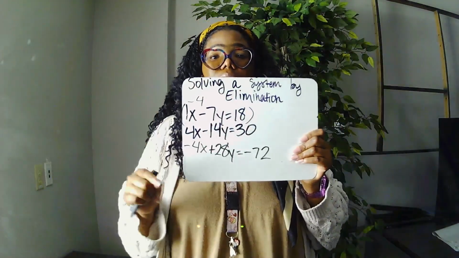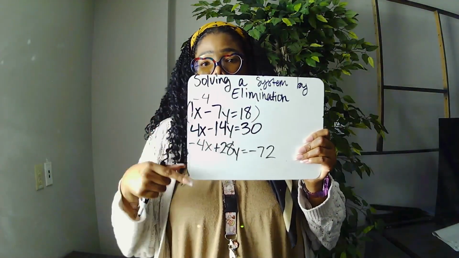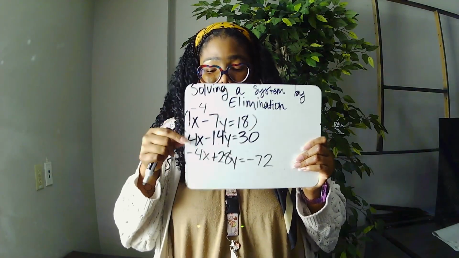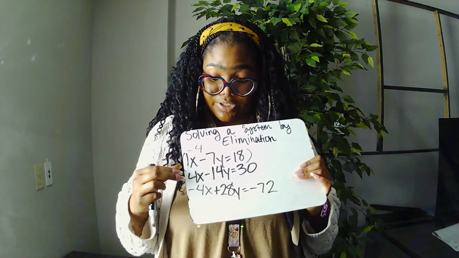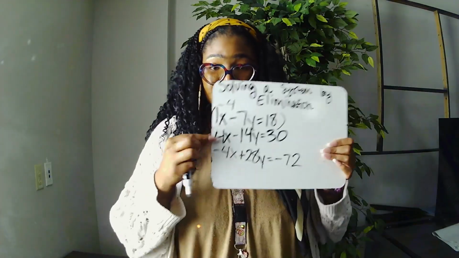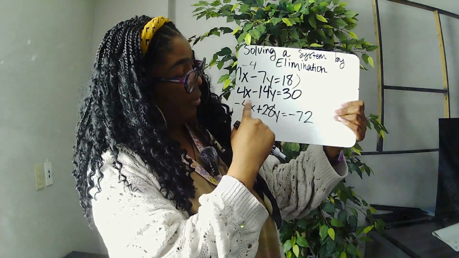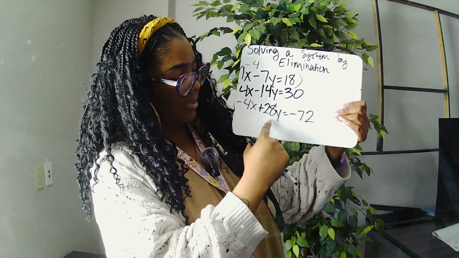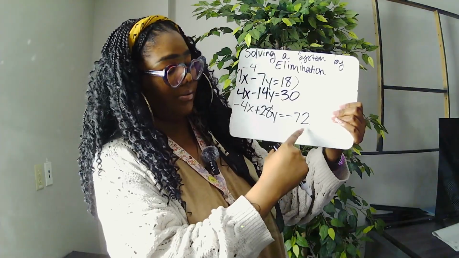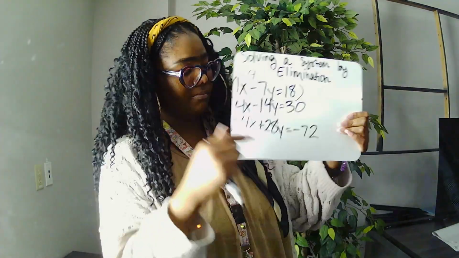Now, after you have multiplied either of your equations by any number you chose, you now use the new equation and the other original equation, meaning that I will now use these two equations. I will use the 4x minus 14y equals 30 with the negative 4x plus 28y equals negative 72. These are the two I'm using.